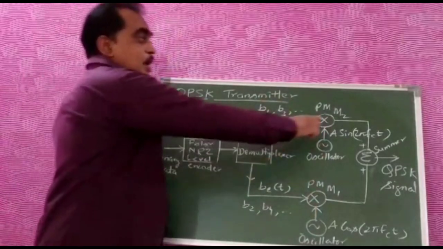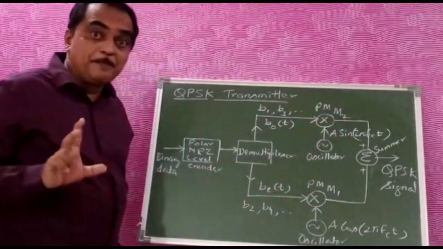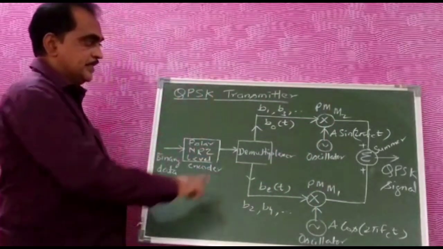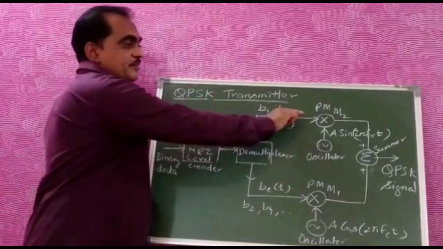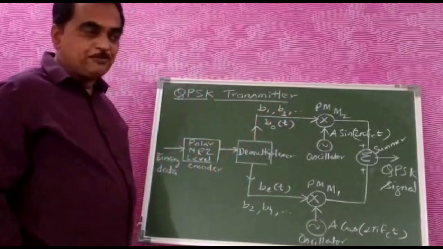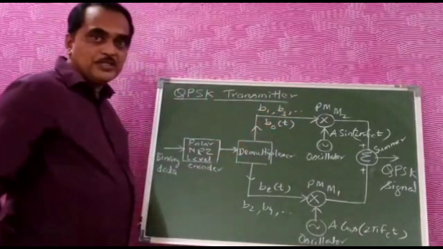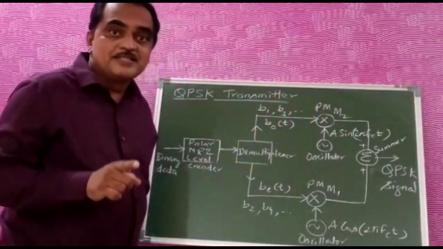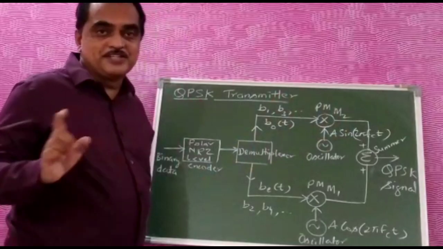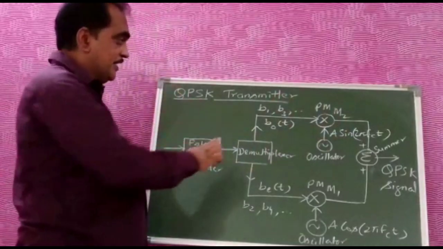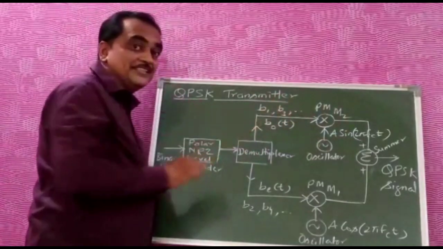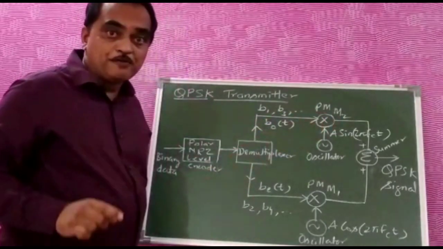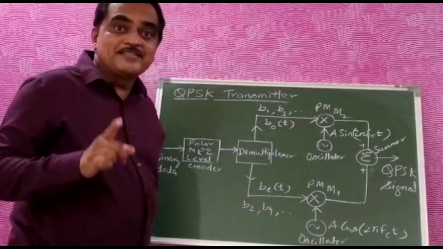Now, the output of the product modulator depends on which bit is entering. Say, for example, the first bit which entered here was 0. Then the output of this product modulator will be minus A sin 2 pi fct. Similarly, if the bit entering is 1, then the output of this product modulator will be plus A sin 2 pi fct.